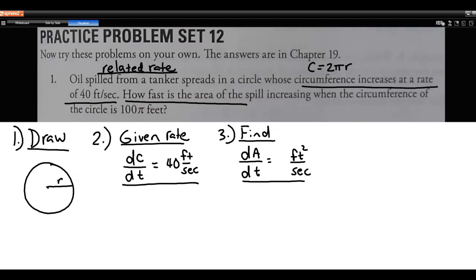Keep in mind little details, like if they said something was decreasing, like let's say instead of saying the circumference was increasing, they were saying that the circumference was decreasing. If they say that, then you need to put a negative here. So watch out for little details like that. Okay, now the next part of this problem is going to prove to be a little bit tricky. We need to find a formula that connects C with A.